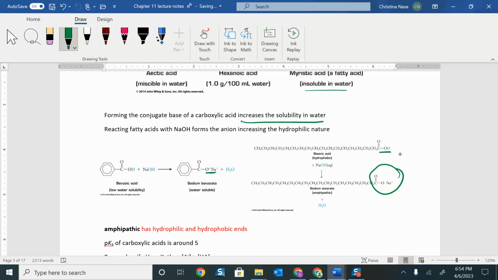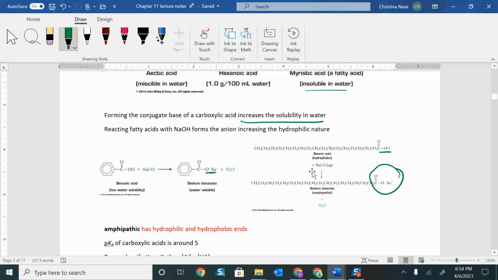You could put sodium there, you could put potassium there, depending on what base you're reacting it with. There's nothing really special about that sodium. Any of those group 1 metals, we'll see this happening with. It's really just the fact that I'm taking this hydrogen off. When I do that, it becomes charged, it becomes ionic, and then it becomes more soluble in water.